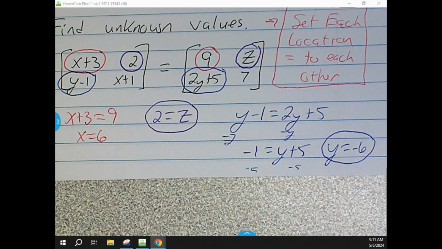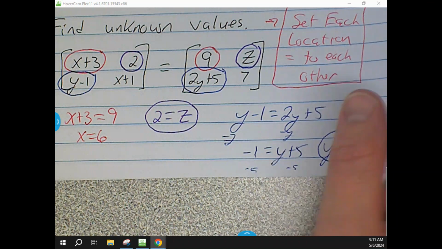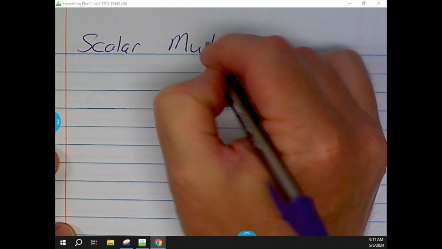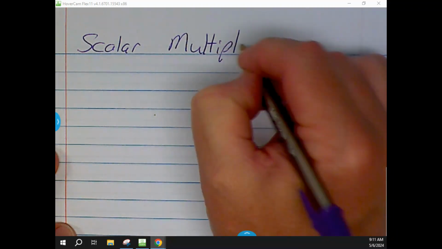Okay. Now we're going to do just a tiny bit of multiplication today, even though it's not really true multiplication. We'll actually get into all the multiplication stuff tomorrow. We might even preview a little bit of multiplication today. We'll see. This is scalar multiplication, not skater. Scalar.